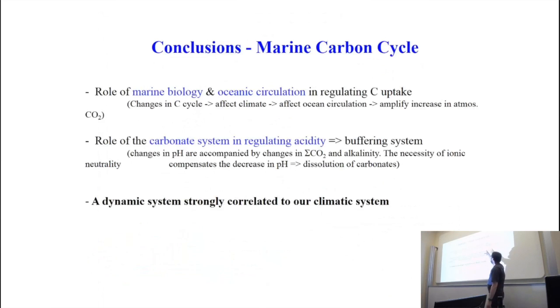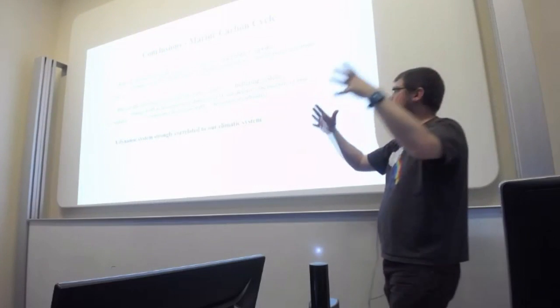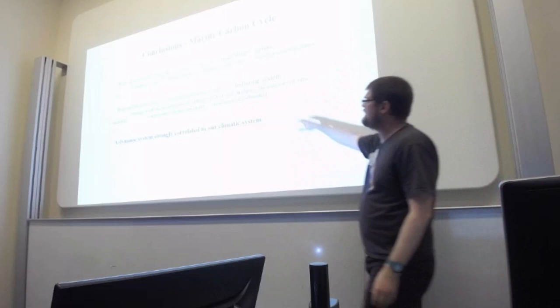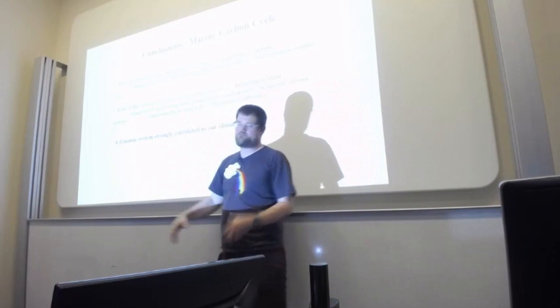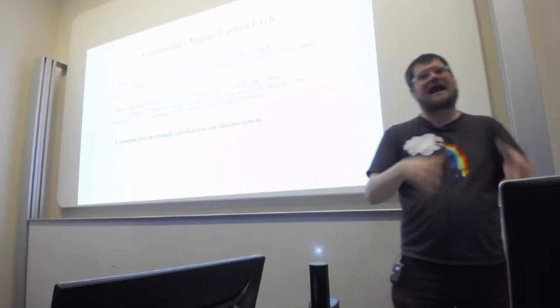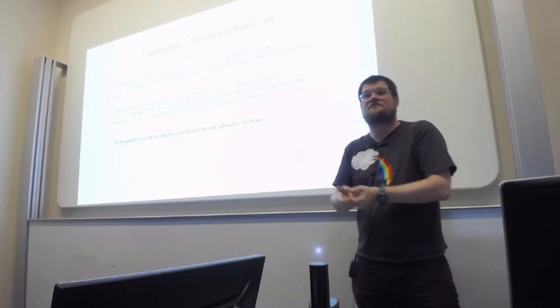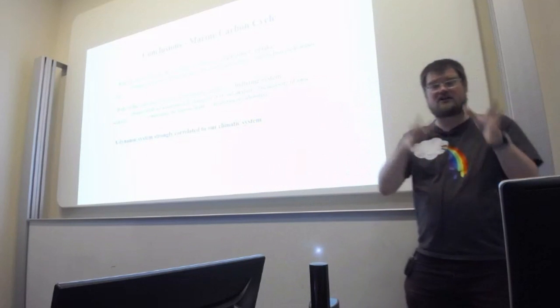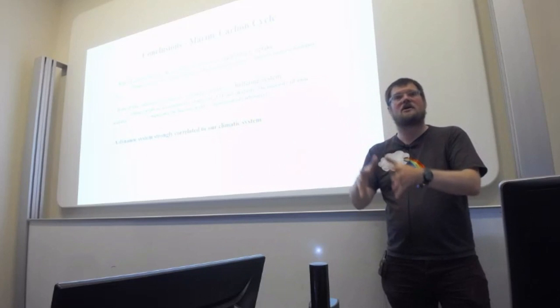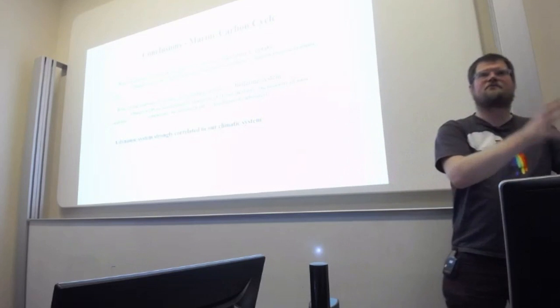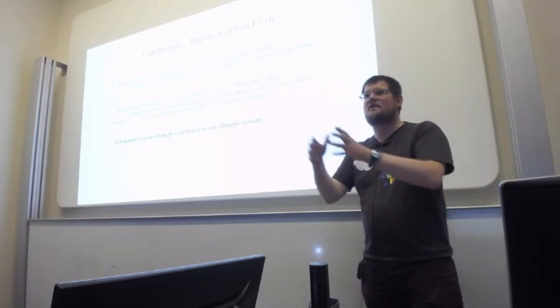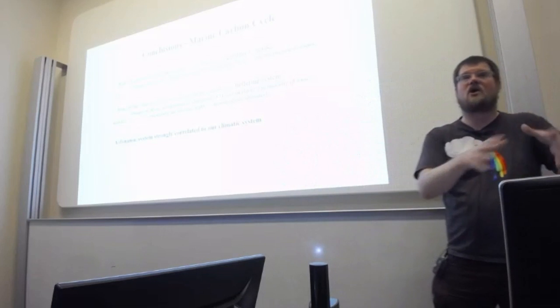So to conclude the marine carbon cycle: biology and ocean circulation are really important in determining how much carbon is taken out of the surface ocean and put into the deep ocean, because only the surface ocean can interact with the atmosphere. And then the carbonate system, the buffering by dissolving calcium carbonate into the ocean, is really important in controlling the pH, because it's the pH that controls which species of carbon, CO2, bicarbonate or carbonate, are the dominant ones.